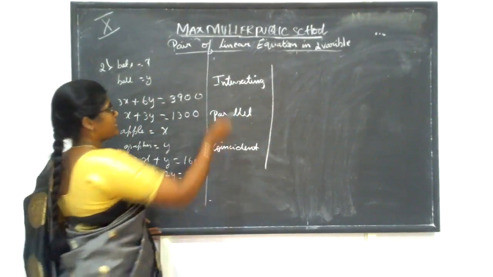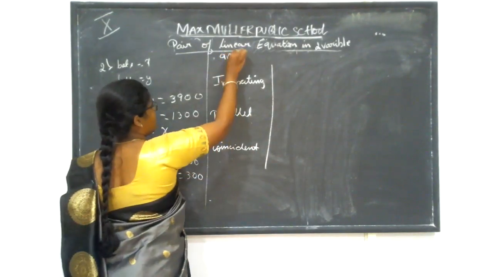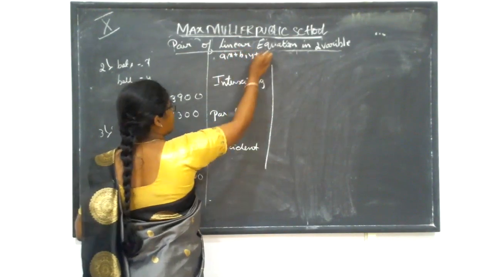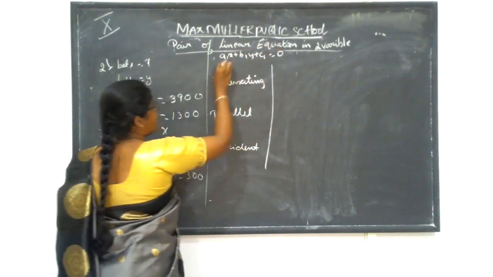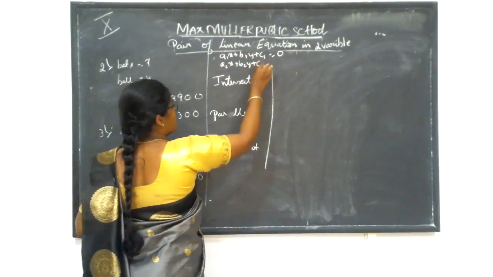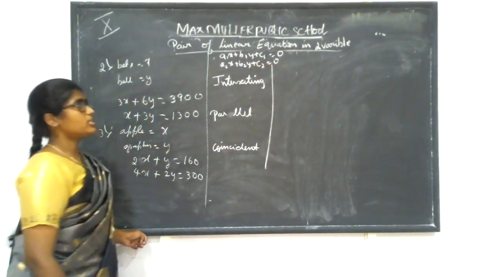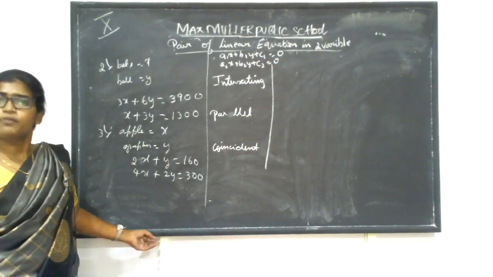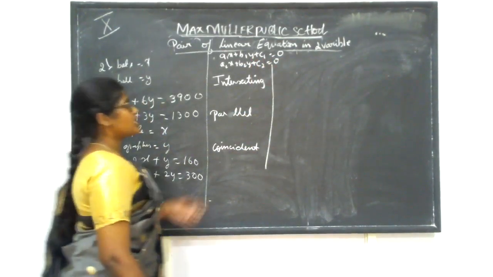Now you had learned the general equation of 2 lines. Correct? What is the general equation? A1x plus B1y plus C1 is equal to 0. Then it is A2x plus B2y plus C2 is equal to 0. These are the 2 general equations of 2 lines. Correct?